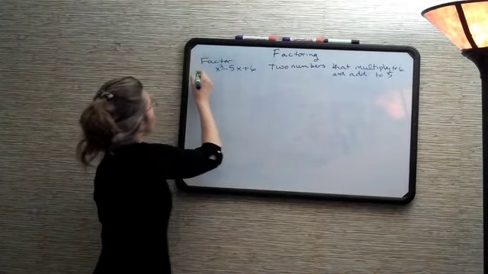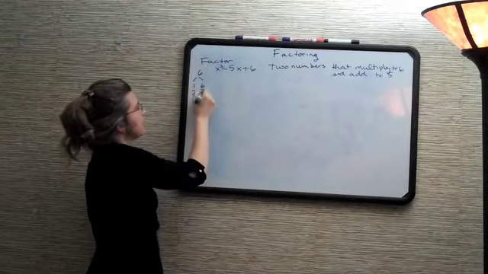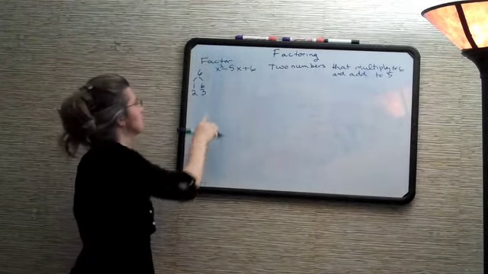Well, it helps to think about what the factors of 6 are. We have 1 and 6, and 2 and 3. So, of these two, which add up to give 5? 2 and 3.